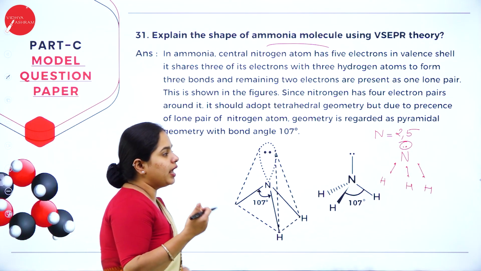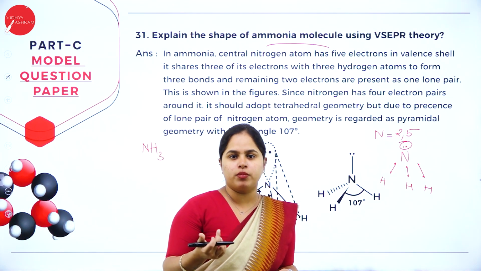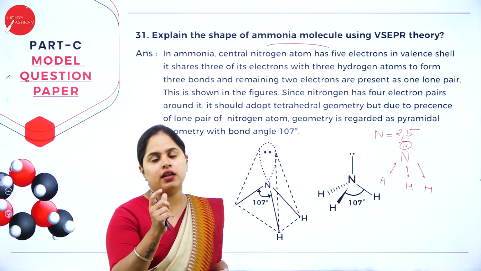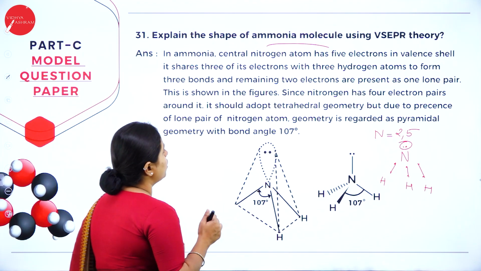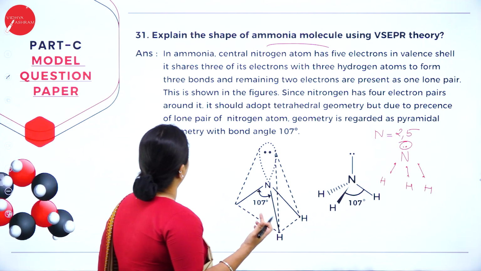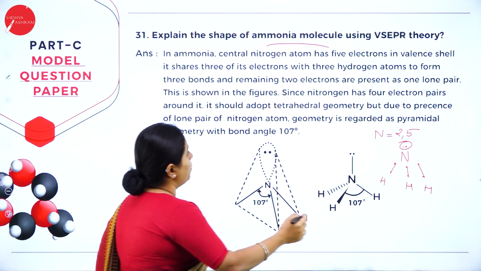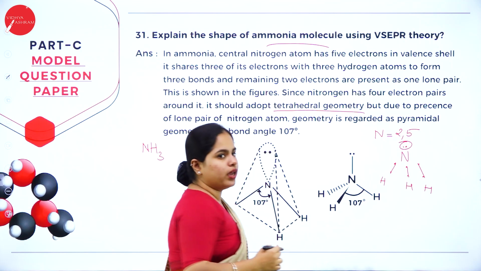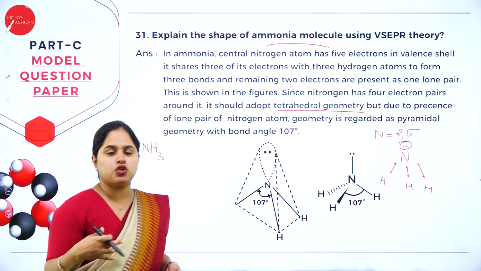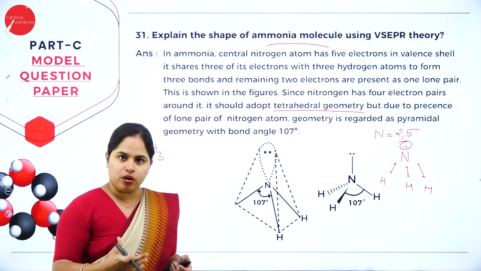That is, the 3 electrons of nitrogen will take part in bond formation, and the other 2, which is 1 pair, will be present as the lone pair. Since nitrogen has 4 electron pairs around it, it should adopt tetrahedral geometry. So we can predict the geometry based on the number of electron pairs, right?